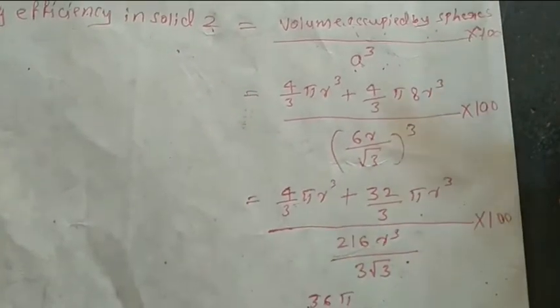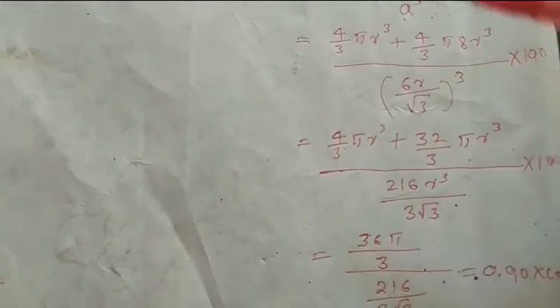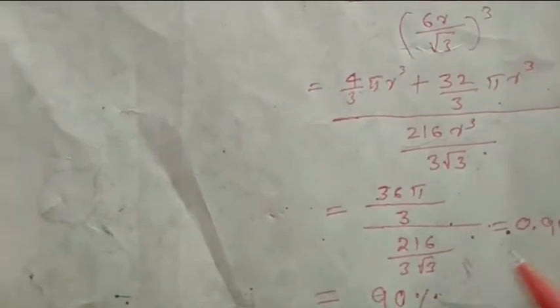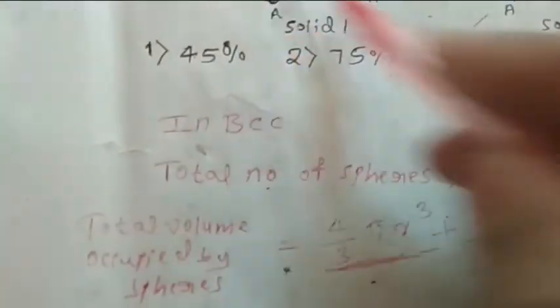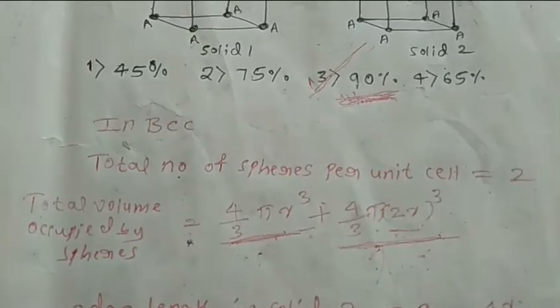Then the next is the calculation part. It is left to you, and you are very familiar with this type of calculation. The answer comes to 90%, and it is in option number 3. This is the correct answer.